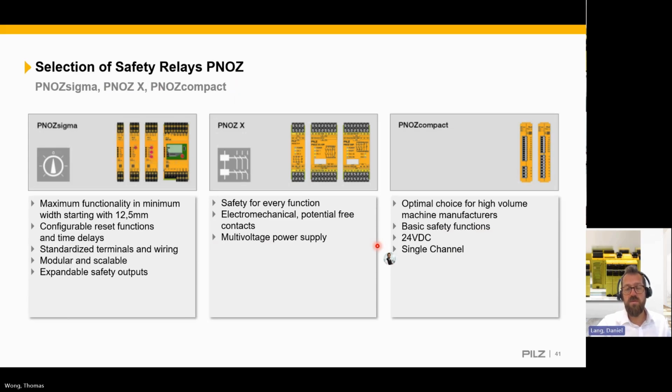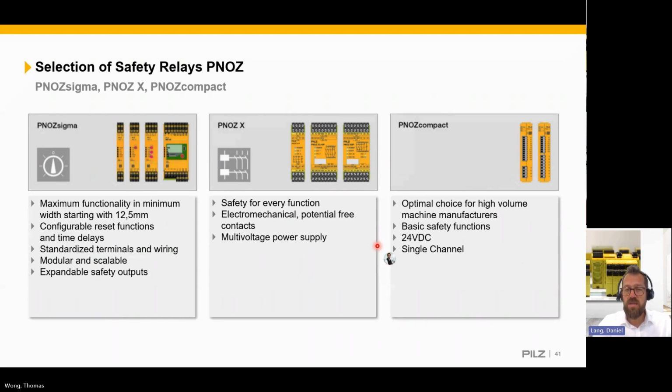So coming to the different product families I just mentioned, the Pnots Sigma, Pnots X, and the Pnots Compact: the Pnots Sigma is the most versatile one. We have maximum functionality in a minimum width, starting with 12.5 millimeters. It is configurable, it has many reset functions, also time delays. We have standardized terminals, so the wiring will be very easy. It is modular and scalable, and of course, with expandable safety outputs.